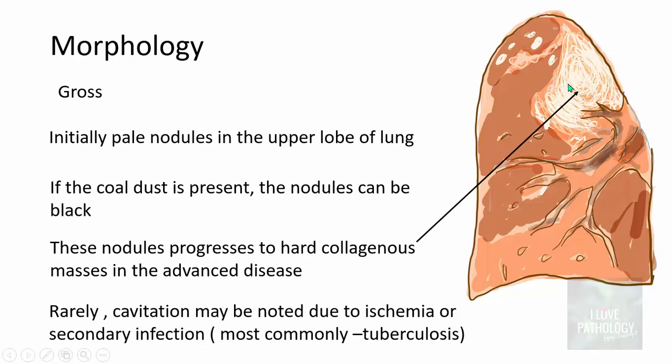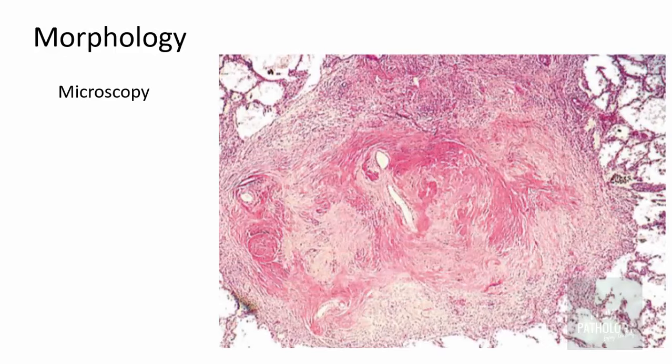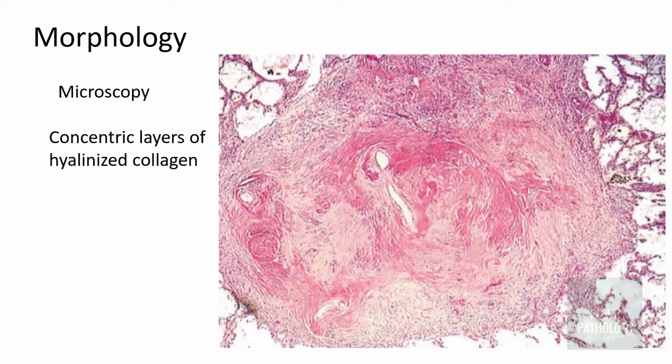Because of either ischemia or secondary infection, these masses can undergo cavitation. Microscopically, the classical feature is finding of concentric layers of hyalinized collagen, and the periphery has dust-laden macrophages.